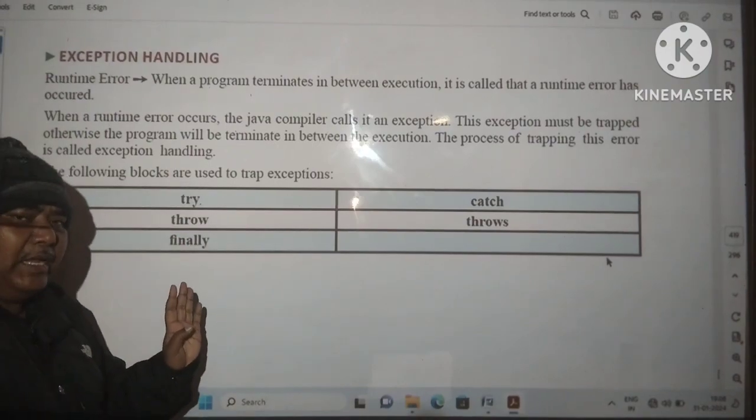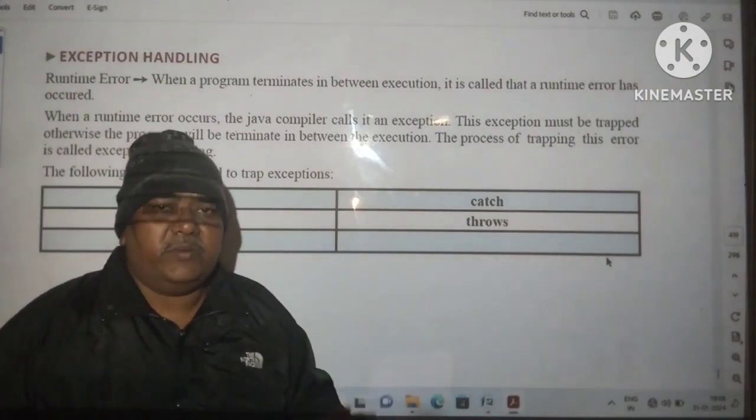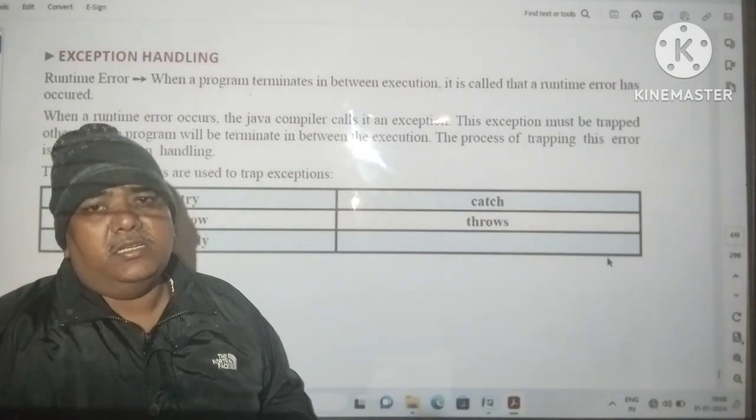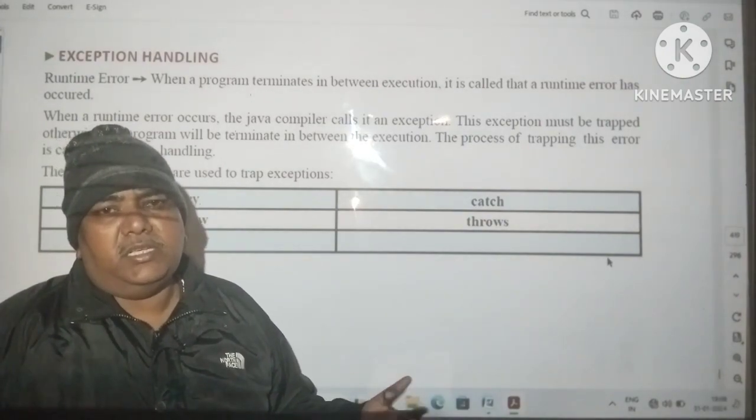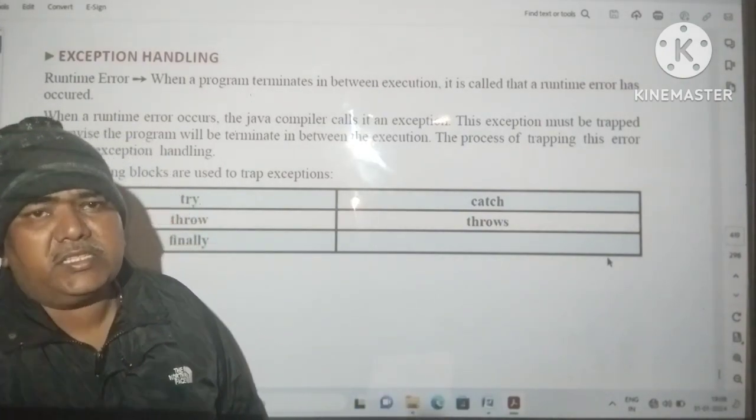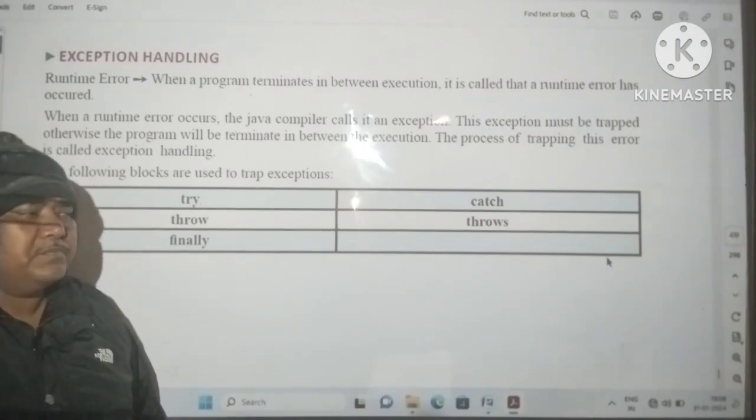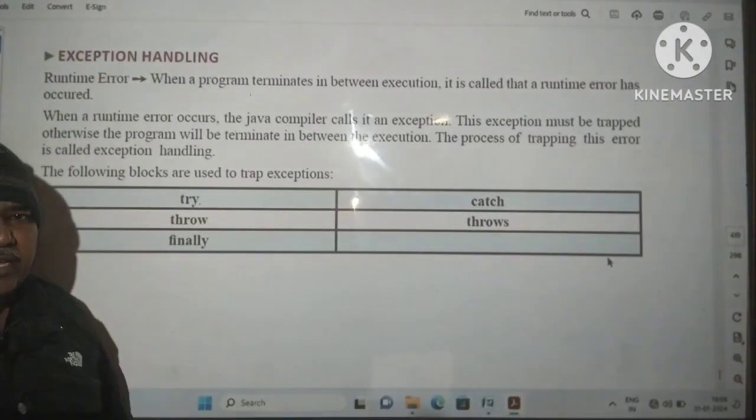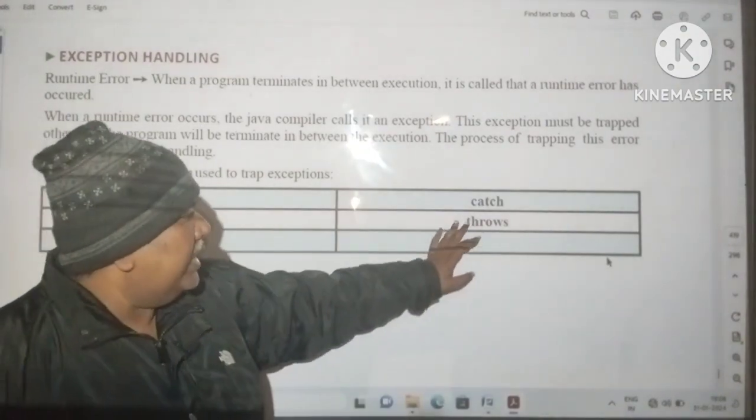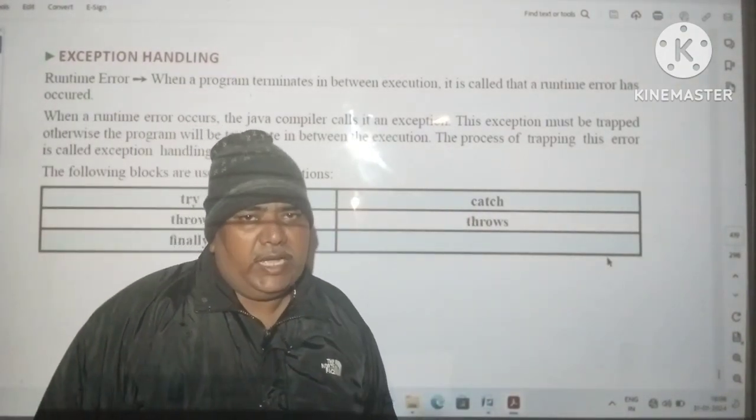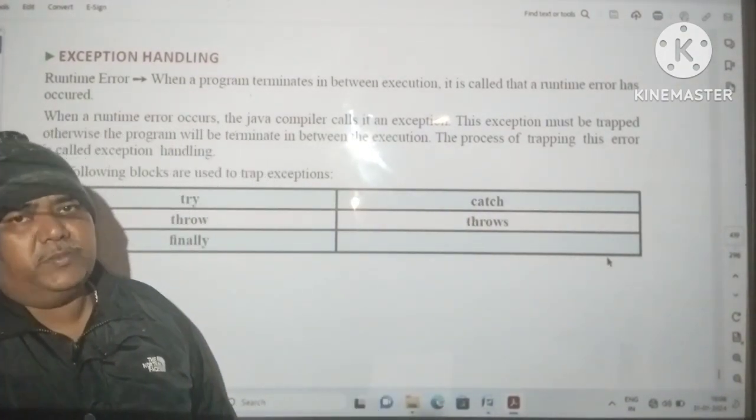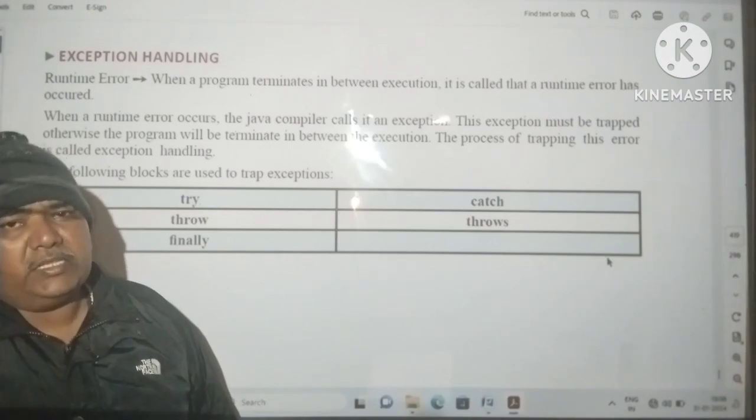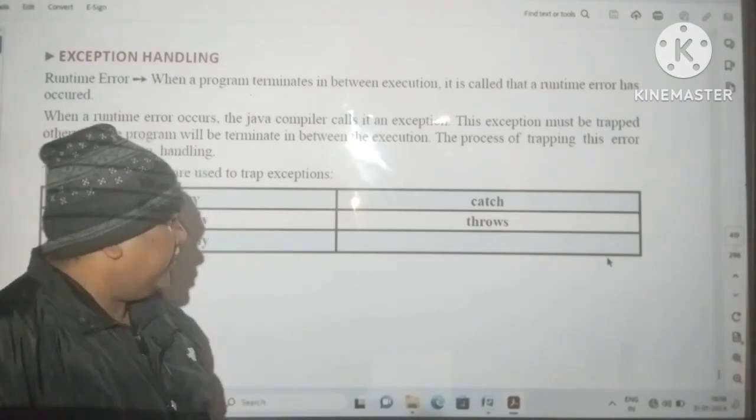What is a try block? Try block is used to write those statements where there is a chance of generating a runtime error. Those lines are written inside try. Then catch is written after the try block to catch the exception. So we write catch, the class Exception and the object E.